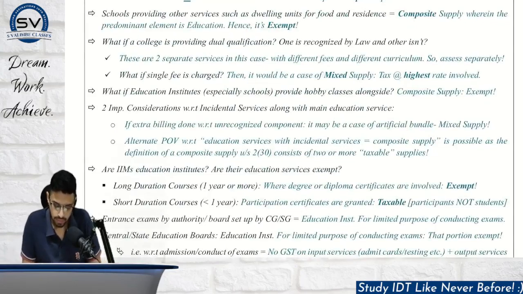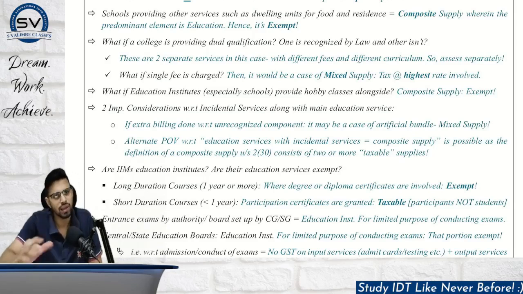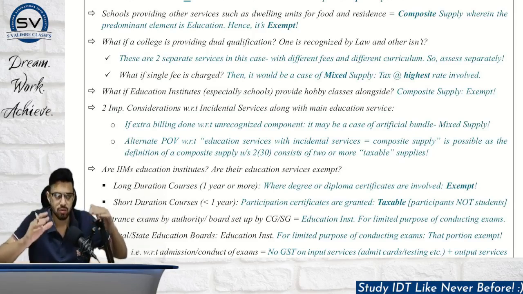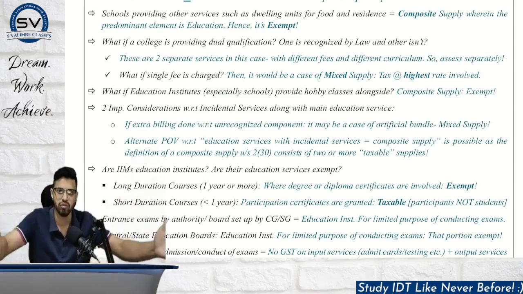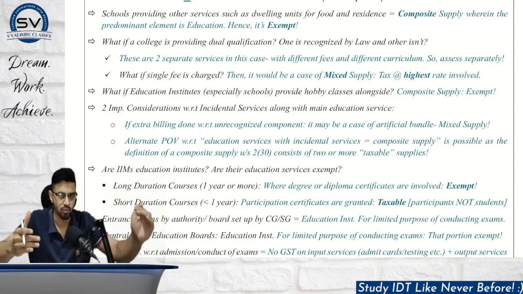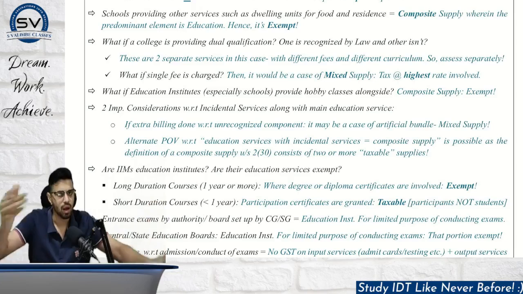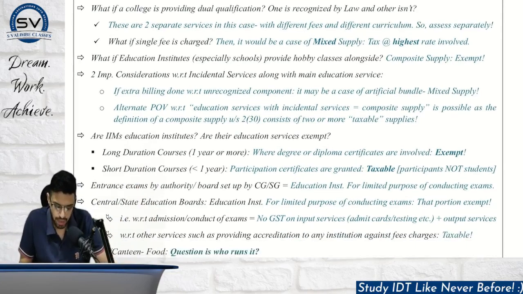Now let's see. What if a college is providing dual qualification? One is recognized by law, other isn't. Let's say the college says that we are providing a dual degree. One is recognized by Indian law, one is not. In that case, generally, the curriculum will be different, fees will be different. So with respect to the one recognized by Indian law, that will be exempt, the other one will not be exempt. So see, there are two separate services essentially in this case with different fees and different curriculum. So assess them separately.